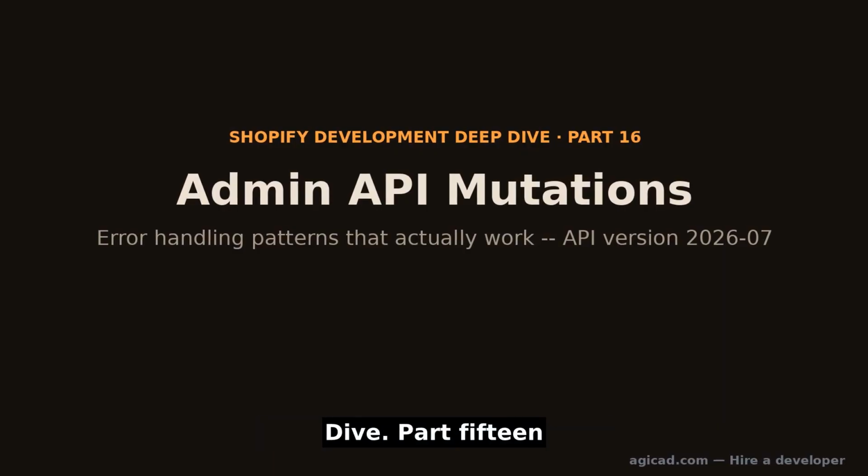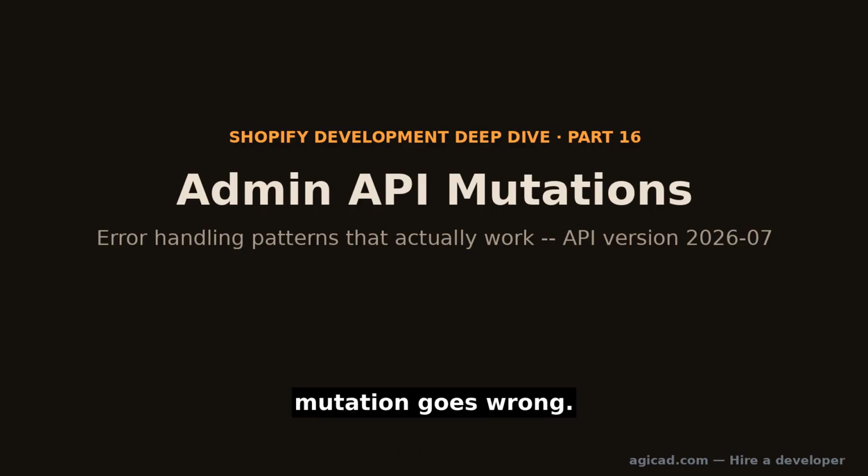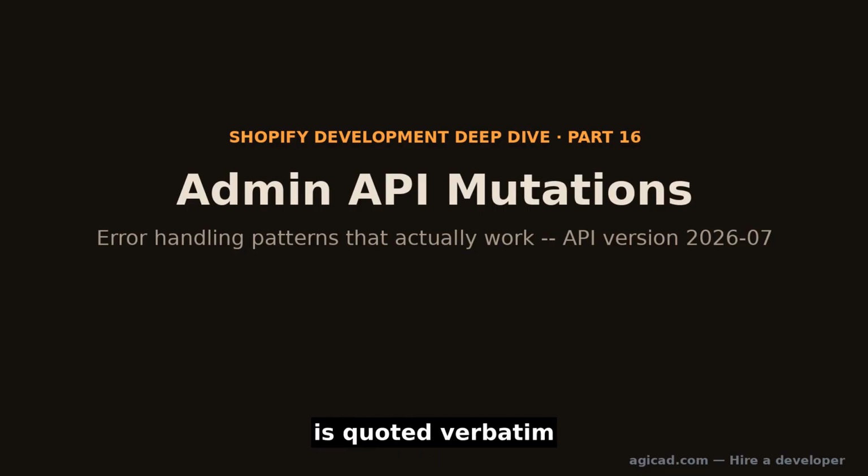Part 15 covered reading data with queries. Today we write it with mutations, and we spend most of the episode on the part almost every tutorial skips: what happens when a mutation goes wrong. Everything you see is quoted verbatim from Shopify's current mutation reference, the real UserError object definition, and the real error handling code shipped in the official Shopify app.js client library.